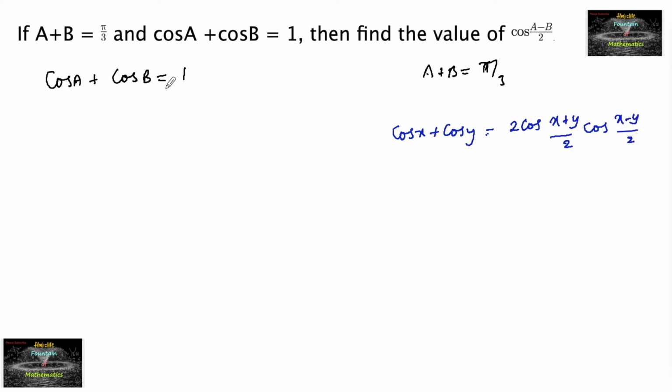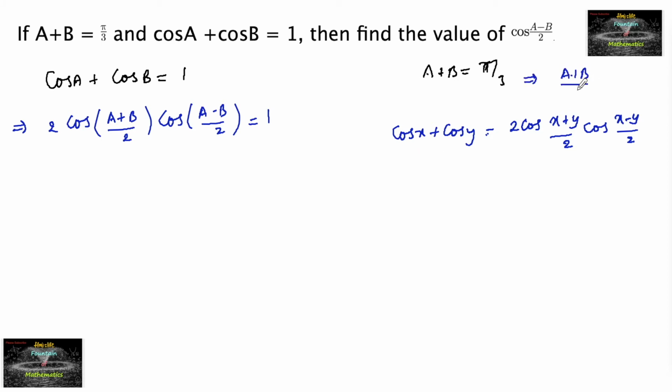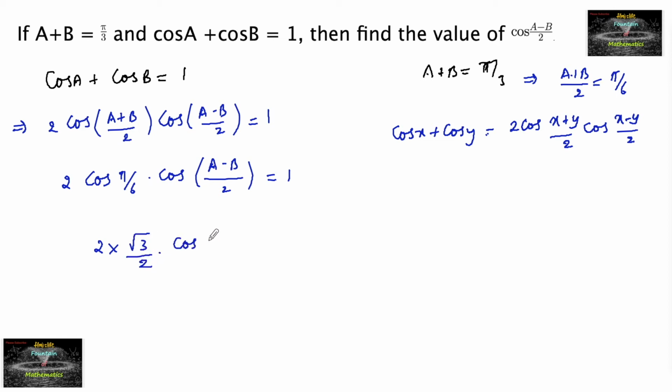So we can write cos a plus cos b is equal to 1 as 2 cos of (a plus b) by 2 into cos of (a minus b) by 2, which is equal to 1. Since a plus b is equal to pi by 3, (a plus b) by 2 is equal to pi by 6. So 2 times cos pi by 6, which is cos 30 degrees, that is root 3 by 2, into cos of (a minus b) by 2 is equal to 1.